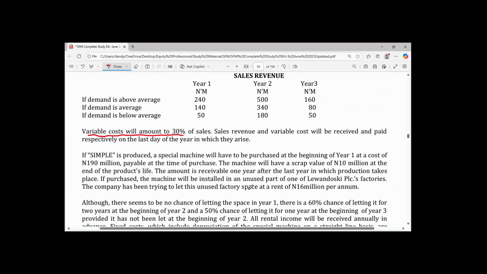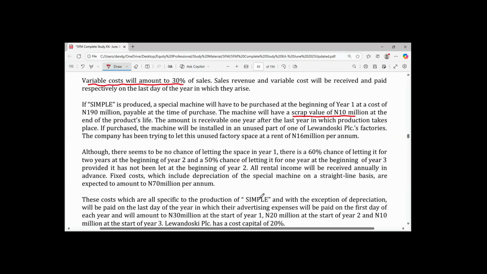If purchased, the machine will be installed on an unused part of one of Lewandowski PLC's factories. The company has been trying to let this unused factory space at a rent of 60 million naira per annum. Although there seems to be no chance of letting the space in year one, there is a 60% chance of letting it for 2 years at the beginning of year two and a 50% chance of letting it for 1 year at the beginning of year three, provided that it has not been let at the beginning of year two. All rental income will be received annually in advance.